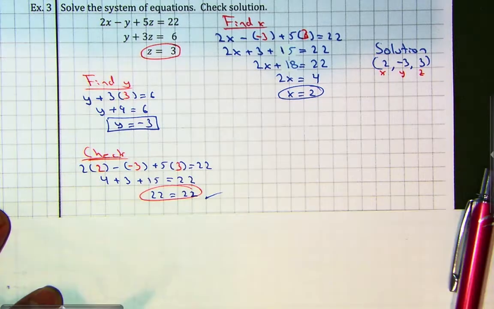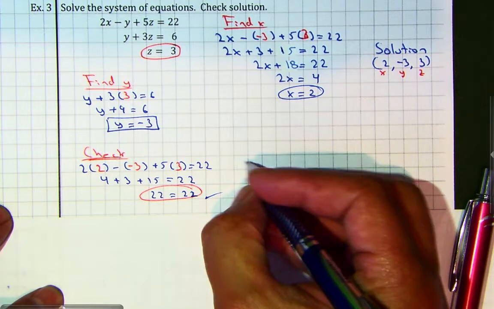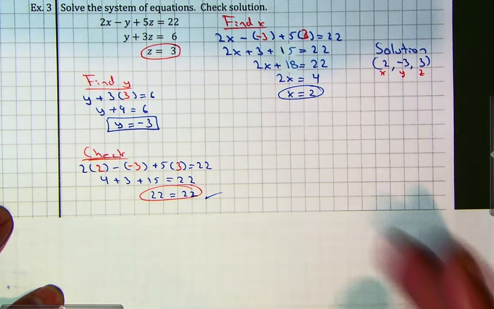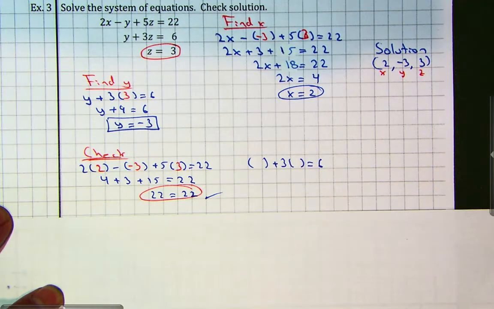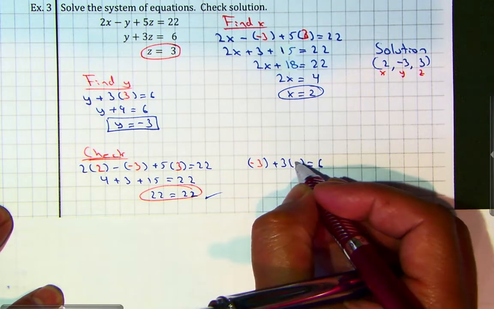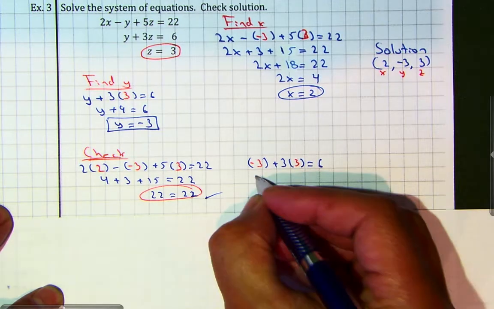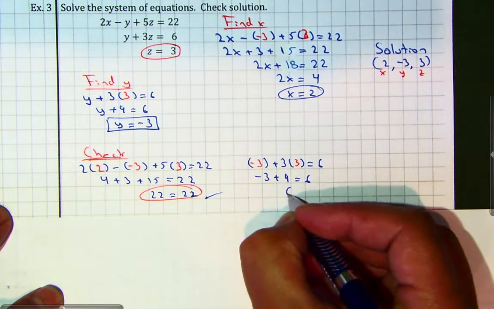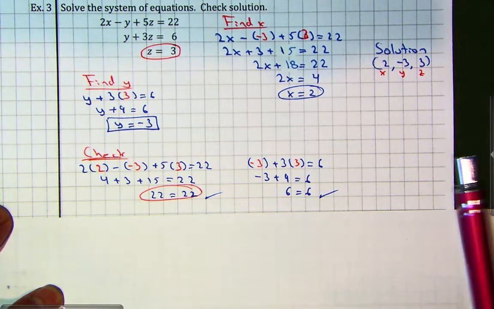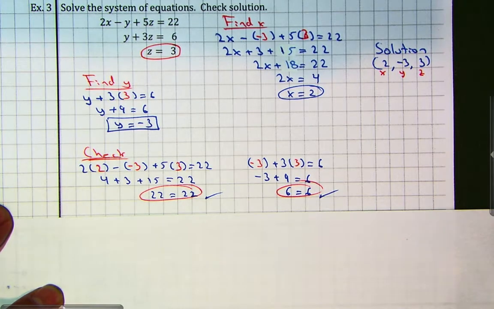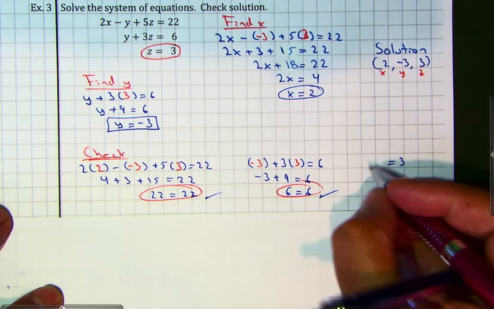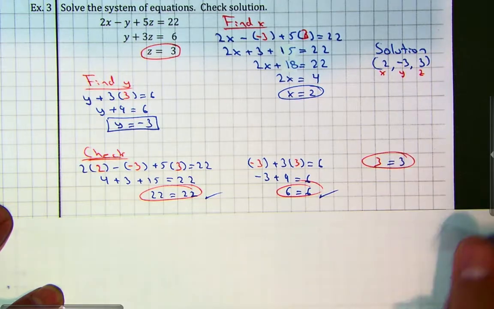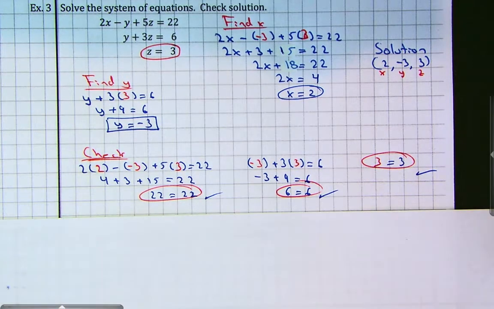So try the second one and the third one and see what you get. Go and pause it. So therefore, let's check the second one. So we have y plus 3z equal to 6. The y is negative 3 and the z is positive 3. So it gives me negative 3 plus 9 is equal to 6. 6 equal to 6. Perfect. So the last one that we need to check is z equal to 3, where z is 3, and that one works. So therefore, we checked algebraically that it is the solution.